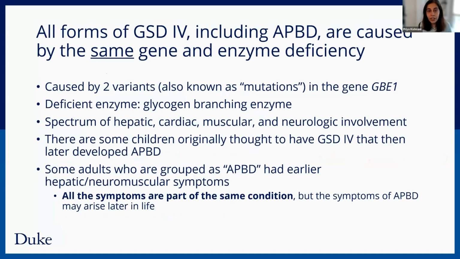And I think that really is my messaging as I end this talk: glycogen branching enzyme deficiency is the cause of what we call GSD4, what we call APBD. So it is due to variants in that same gene that results in glycogen branching enzyme deficiency.